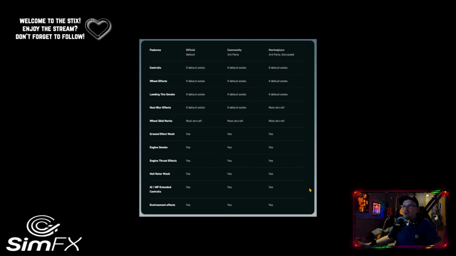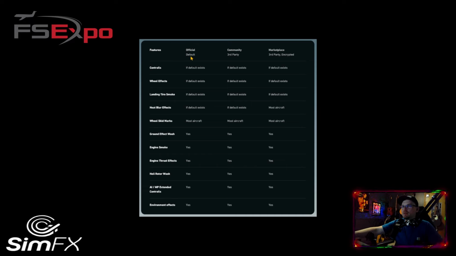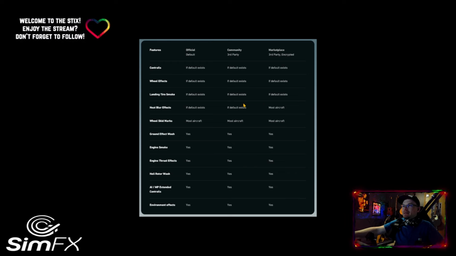All right, so we have the graph up now. You can see over here you've got features. Official default is going to be just any of the default planes that are already in the sim, came with the sim when you bought it. Community third party, that's going to be like going to Parallel 42's website and picking up the Kitfox, or going to Got-Friend's website and picking up the Wilga. That's going to be the third party community. Now the marketplace third party encrypted, those are going to be things like the new Bronco that just came out, or anything you buy in the marketplace, right?